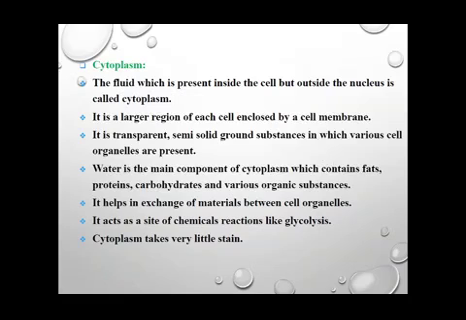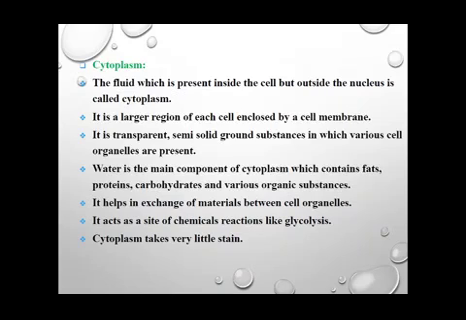Now next is the nature of the cytoplasm. How is the nature of the cytoplasm? It is transparent, a jelly-like substance, a semi-solid ground substance in which various cell organelles are present. We will be discussing these different cell organelles in detail later in this chapter. So what are the main components of this cytoplasm? This cytoplasm mainly consists of water, and it also contains fats, proteins, carbohydrates and various organic substances.